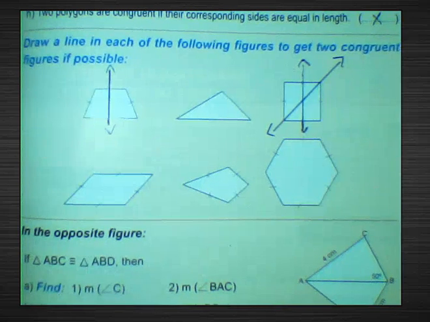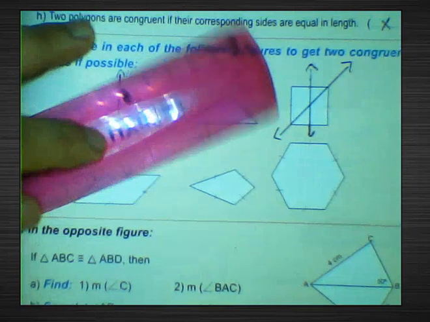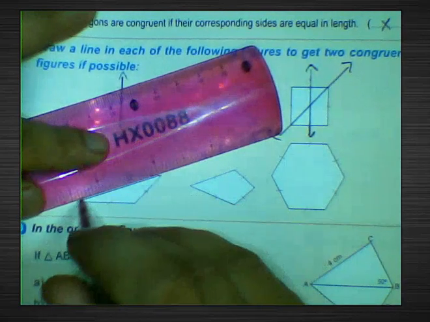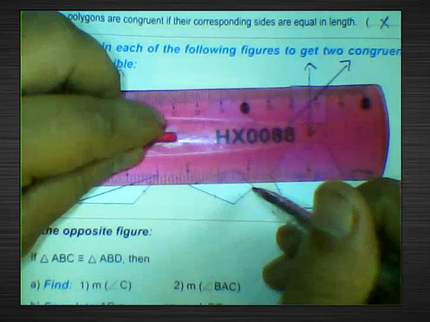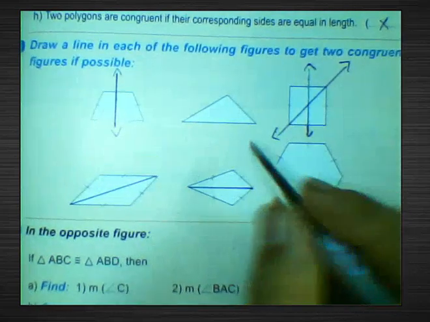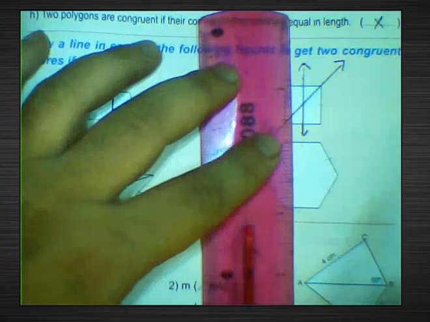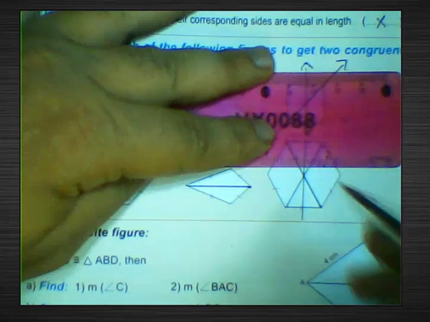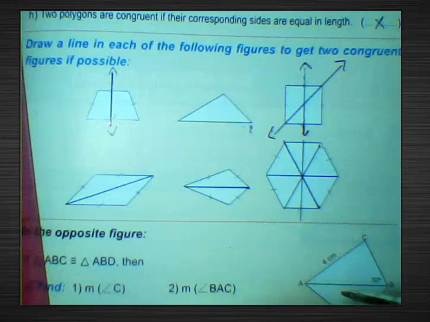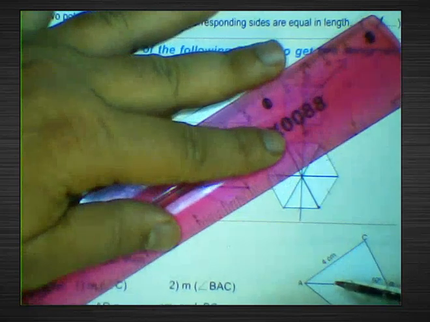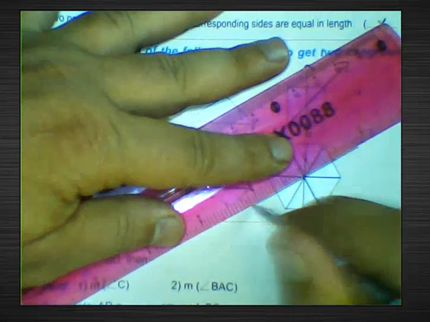Parallelogram does not have symmetry, but if you draw this diagonal, it gives two congruent triangles. And this regular hexagon has 6 sides: 1, 2, 3, 4, 5 and 6. We can draw 6 lines here because it's regular.